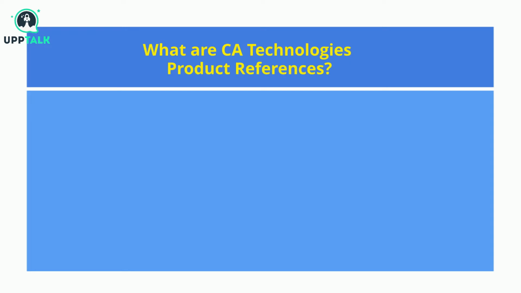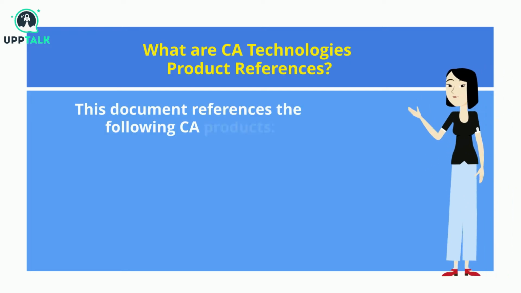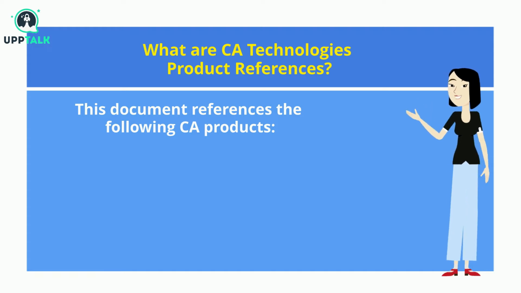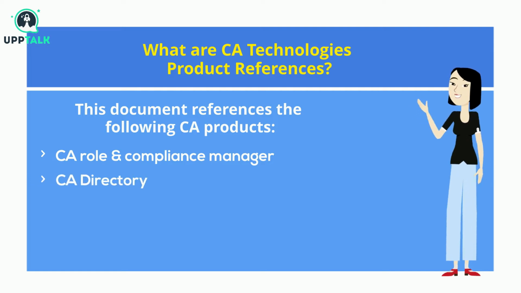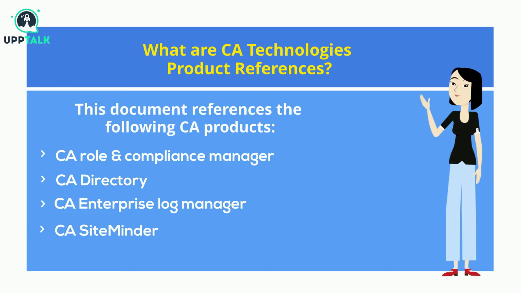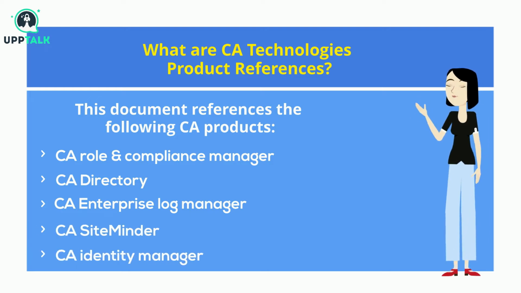What are CA Technologies product references? This document references the following CA products: CA Role and Compliance Manager, CA Directory, CA Enterprise Log Manager, CA SiteMinder, CA Identity Manager.